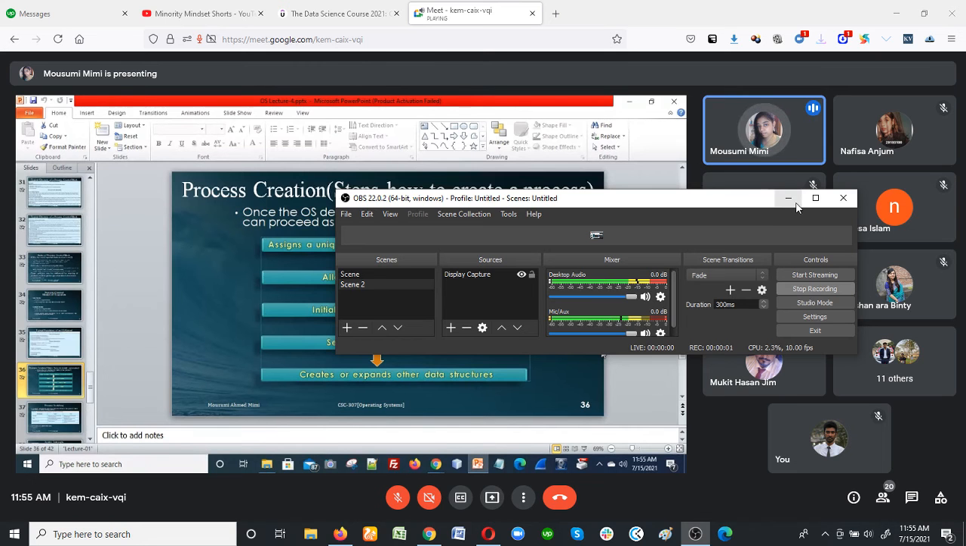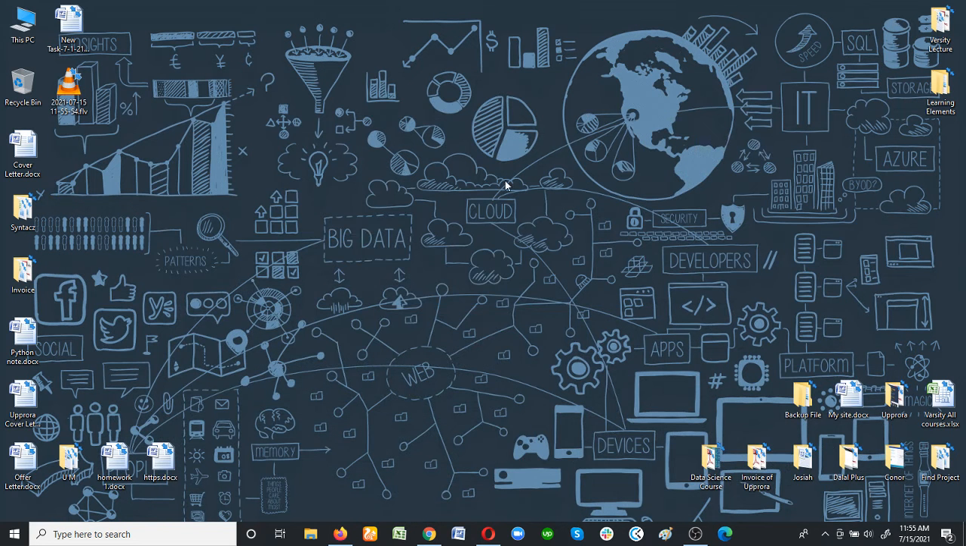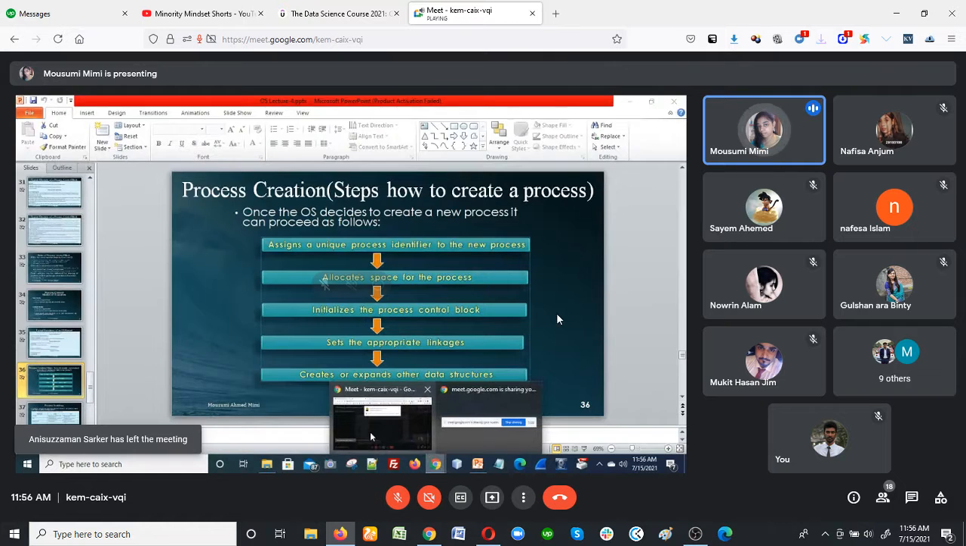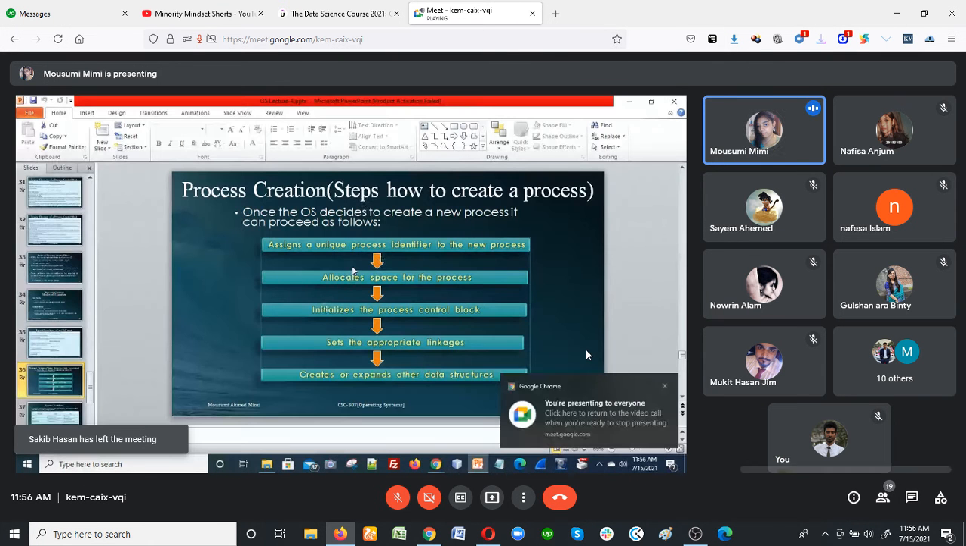We're going to learn about the steps of how a process is created. What are the steps that are followed when a process is created? This is the flowchart of what an operating system does when it creates a process.